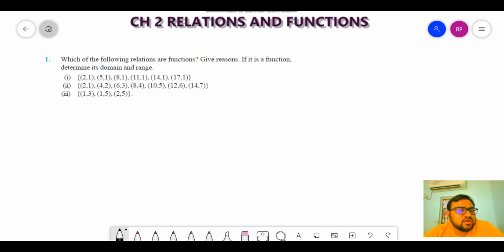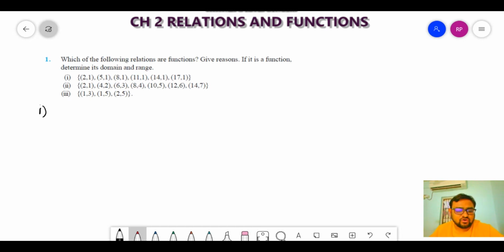Question number 1. Which of the following relations are functions? Give reasons. If it is a function, determine its domain and the range. Okay, so let's start with the first sub question. Here it is given the ordered pairs (2, 1), (5, 1), (8, 1), (11, 1), (14, 1) and (17, 1).